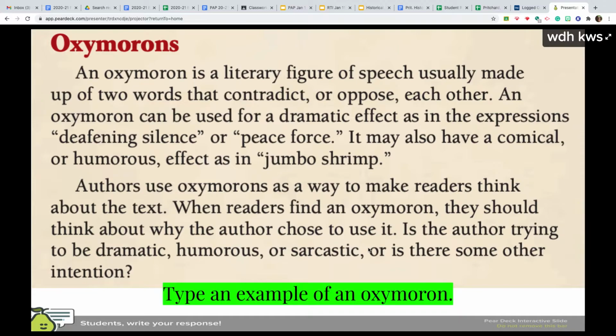Okay, in your box, you are typing an example of an oxymoron. Okay, the screen gives you 3 examples. You are choosing one and typing it in the box.